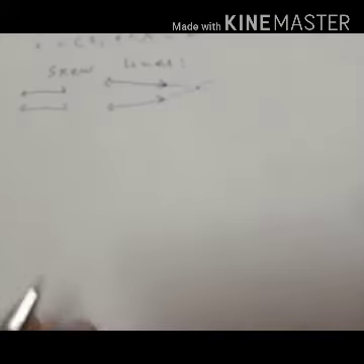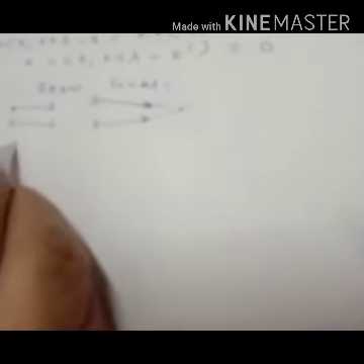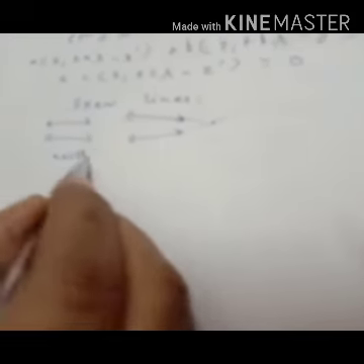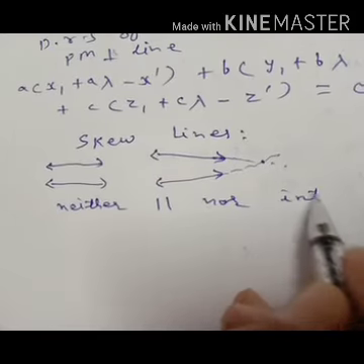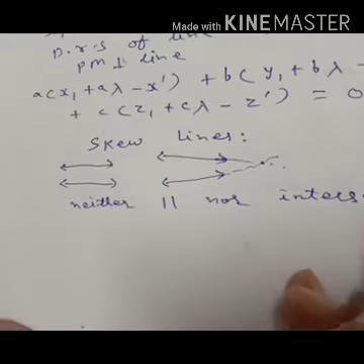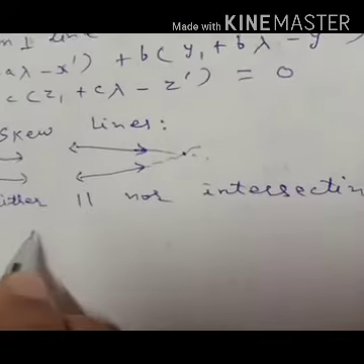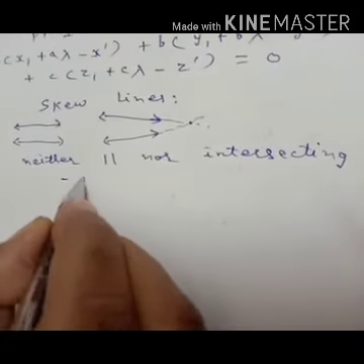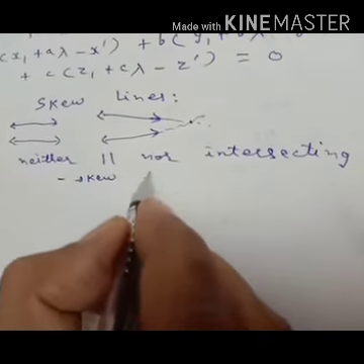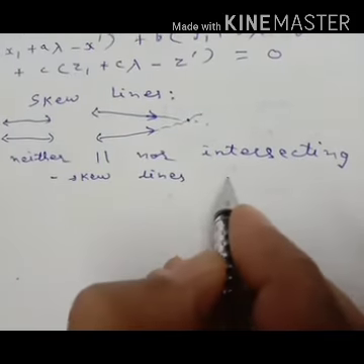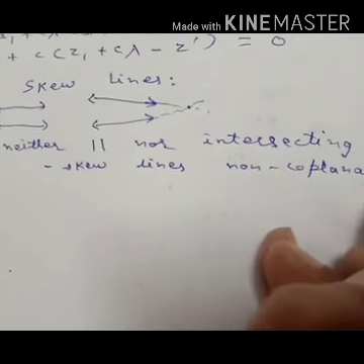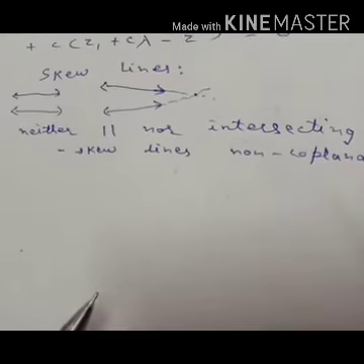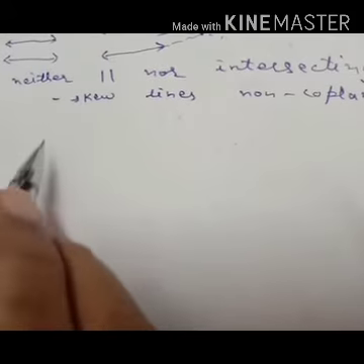But in three-dimensional geometry, there can be lines which are neither parallel nor intersecting. Such lines are known as skew lines. And skew lines are always non-coplanar. Through two skew lines, no plane can be drawn.